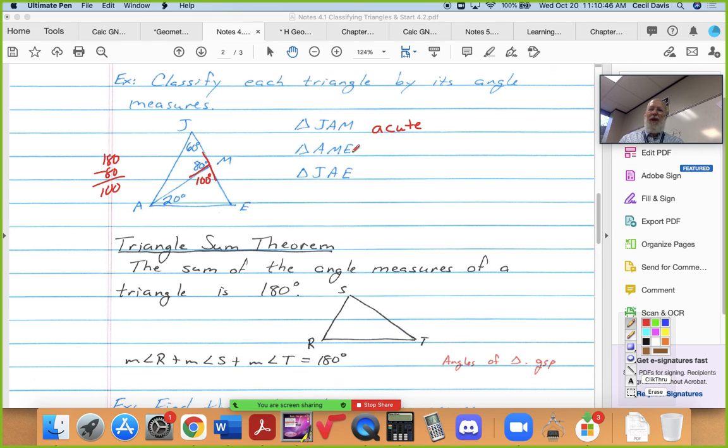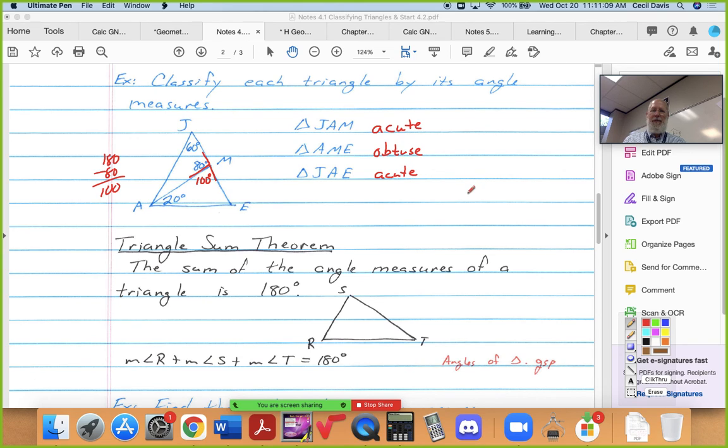So what kind of a triangle is AME then? Obtuse, because it has an obtuse angle in it. And then the big triangle, triangle JAE, does it have any right angles or any obtuse angles in it? No, so it's acute.